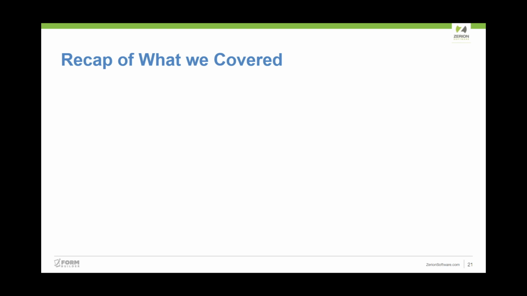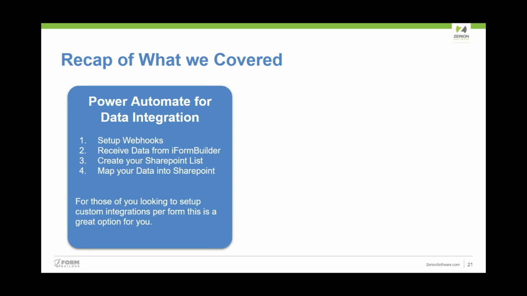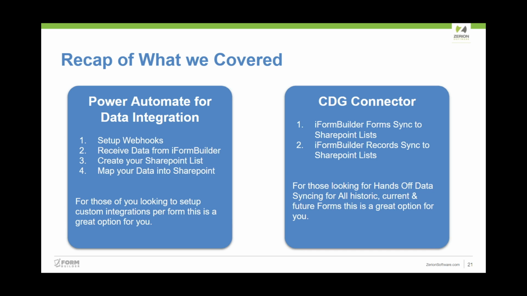So I think, just a little recap of what we went through here before we get towards the end and go through a couple of questions: we talked about two ways to work with data in general. One is using Power Automate, for those of you looking to set up your integrations on a per form basis and have a lot of customization. This is a really good option for you. Set up your webhooks, receive the data from iFormBuilder, map it to your SharePoint list, and your data's there moving forward.